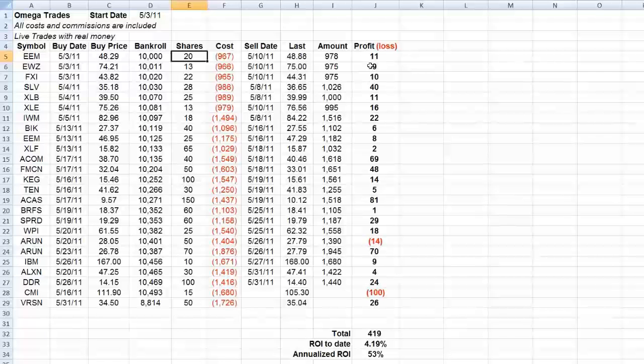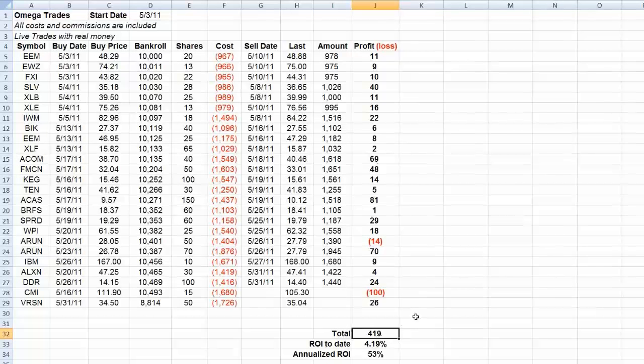It's got the buy date, sell date, the cost, and what it was sold for, and it's not a great deal of money. As you see, they make $9, $11, $20, $40, $60. However, by the end of the month, it's made $419 on 10,000, which is 4.19%. That's over 50% in a year, and I'm very happy with that return.